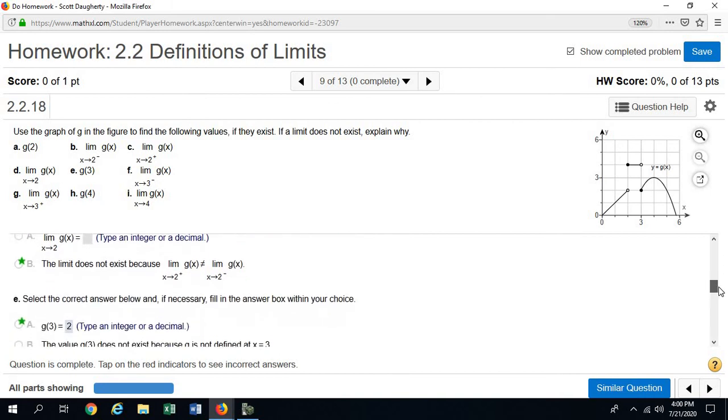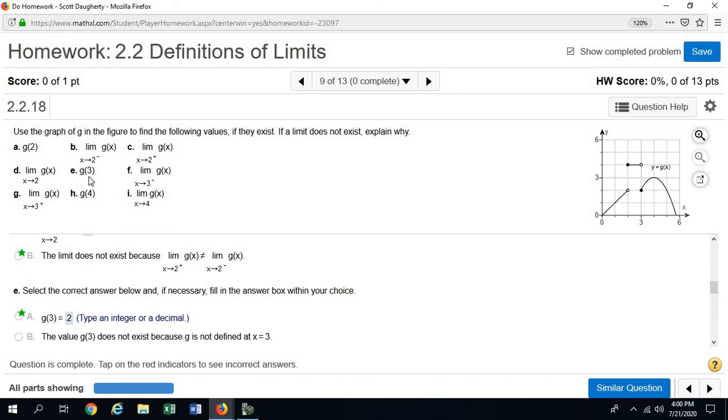Okay, moving on to E, find g evaluated at 3. So if you were to plug a 3 into the function, it looks like you get a 2 out. So g of 3 is 2.